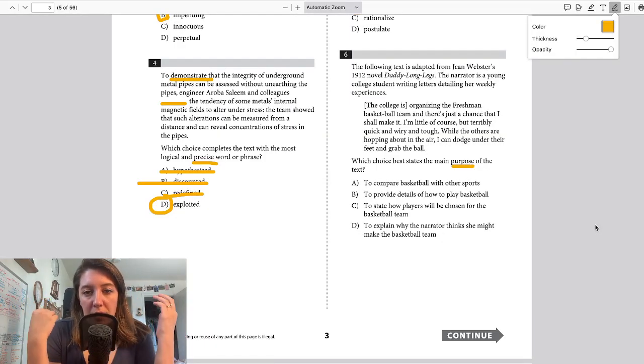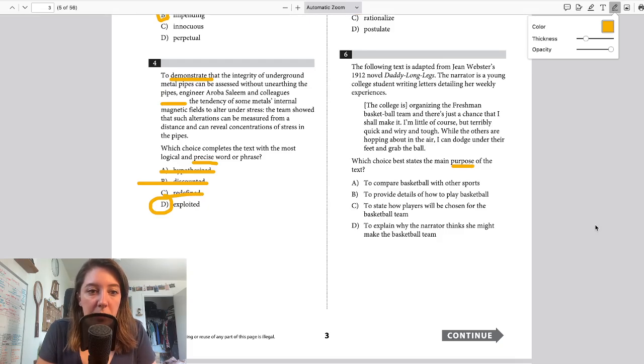So what I think the purpose of this paragraph is, is to inform someone of this person's belief about themselves, that they have a unique value to them, right? Like if they are trying out for the basketball team, they believe that they have something special to offer and they want to tell people why they might make the basketball team. The reason is that, right? So let's look at our options. So to compare basketball with other sports, I don't think so. They're not really describing the rules of basketball or anything.